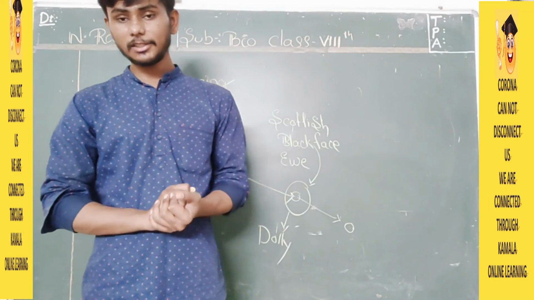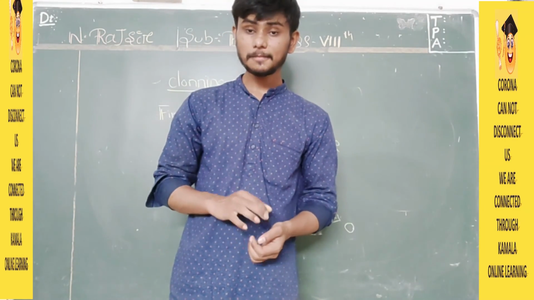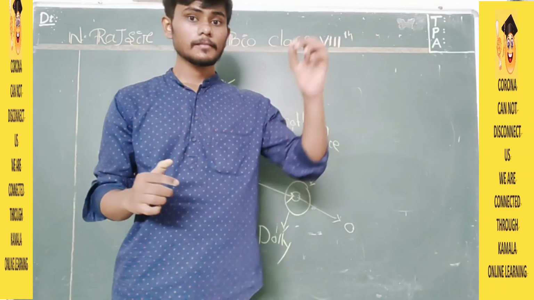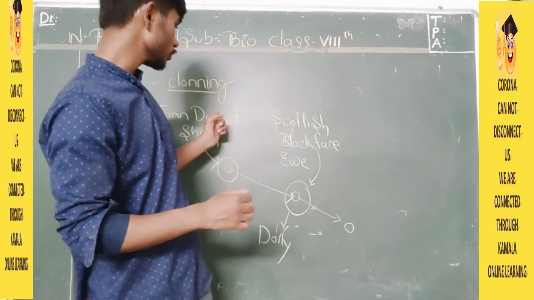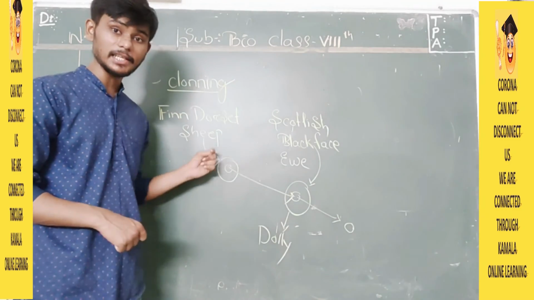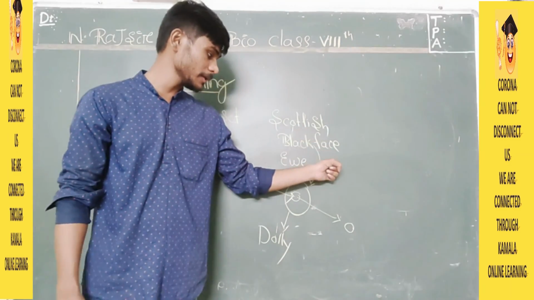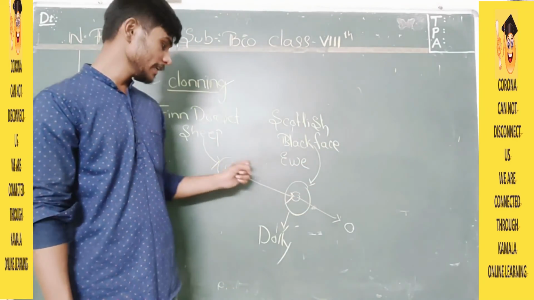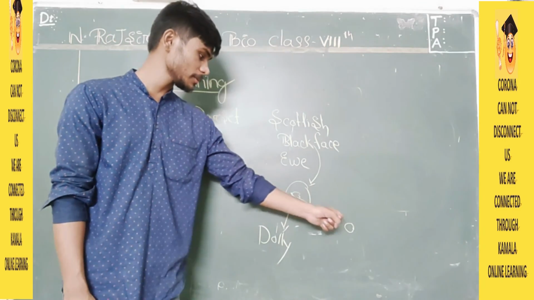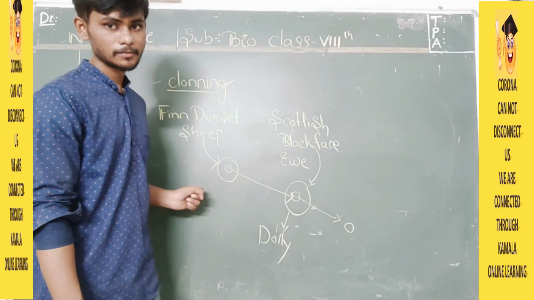Here, no reproduction. You cannot call it sexual reproduction. Why? Because here the sex cell is not involved. Although one sex cell was involved, the male sex cell was not involved. Here both of them are female. Here the sheep's mammary gland cell is involved, and here one of the females' ovum cell was involved. And here only the nucleus was involved, here only a cell was involved. Here the nucleus was removed, here the cell was removed.